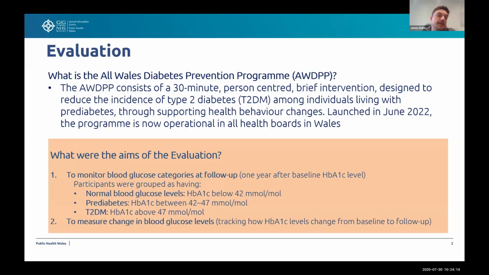Pre-diabetes is identified through having a HbA1c between 42 and 47. The aim of the intervention is to reduce that HbA1c, ideally to below 42, which would be deemed as having normal blood glucose levels. A second aim of the programme is to reduce the incidence of diabetes, and that's defined as having a HbA1c above 47.